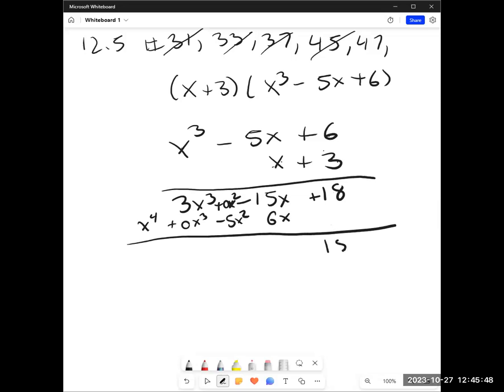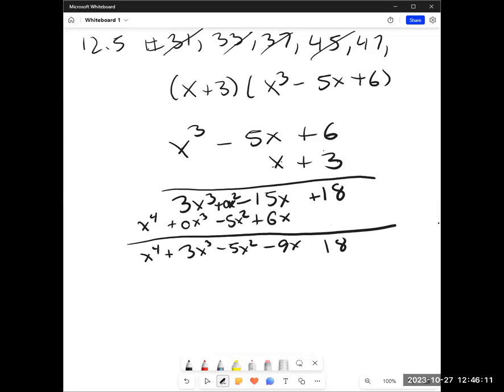18 plus 0 is 18. Negative 15 plus 6 is a negative 9. 0 minus 5 is a negative 5. 3 plus 0 is 3. And bring down that x to the 4th. And we have our answer there.